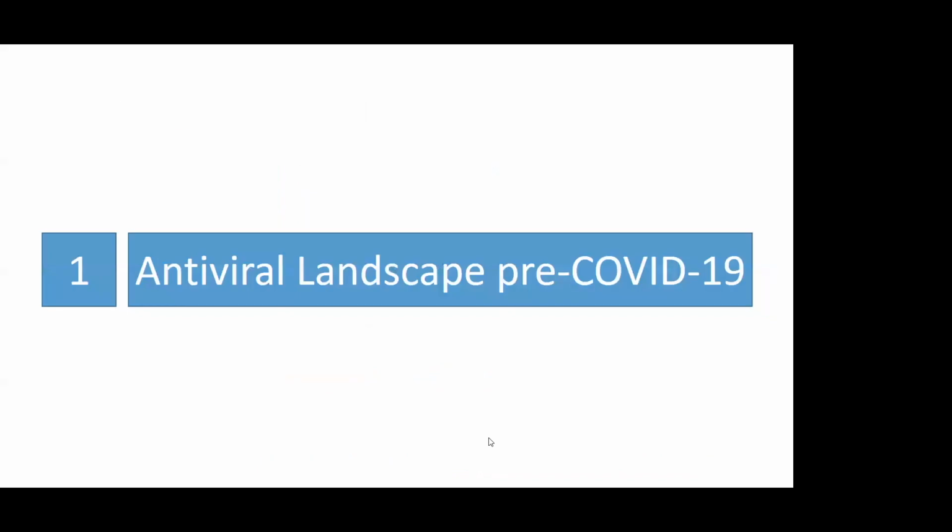So first, the landscape of antivirals prior to COVID-19. COVID-19 is being used as a watershed, like a landmark, to describe a lot of things: anything that happened before COVID and everything that happened after COVID.